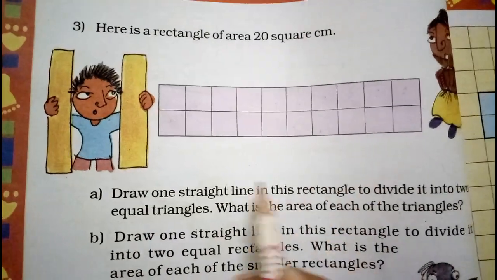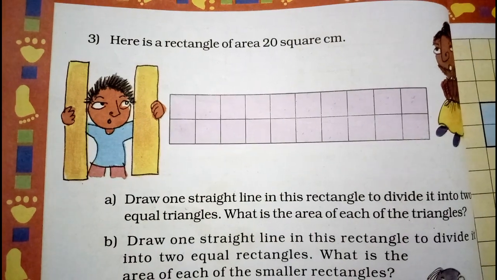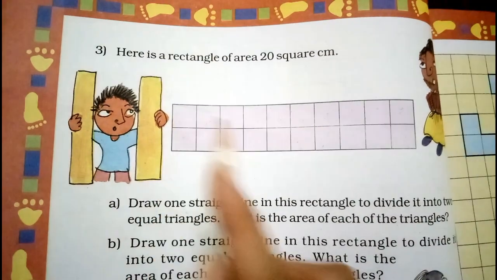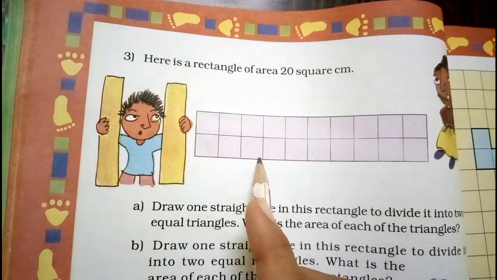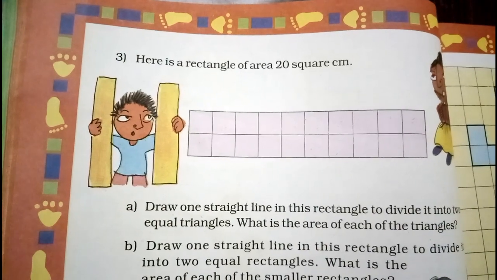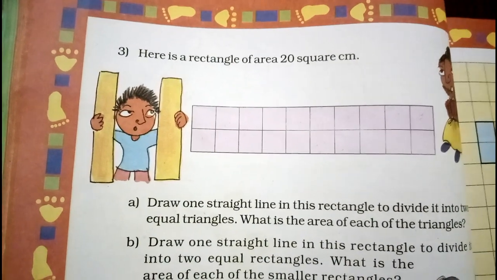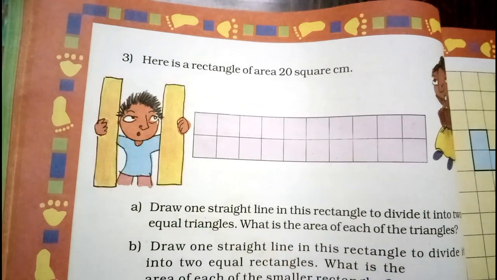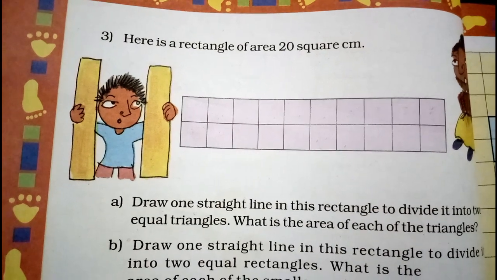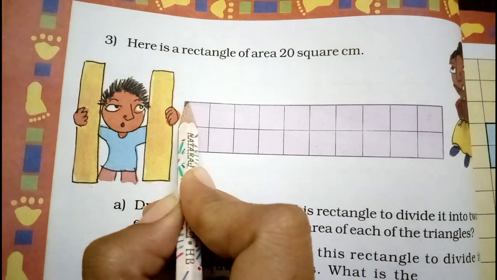Now A. Draw one straight line in this rectangle to divide it into 2 equal triangles. We have to make a straight line. ये rectangle है, उसके triangle बनाने हैं. We have to make 2 equal triangles. What is the area of each of the triangles? First we will draw a line and we will make 2 triangles first, and then we will find the area of both triangles. So let's draw here.